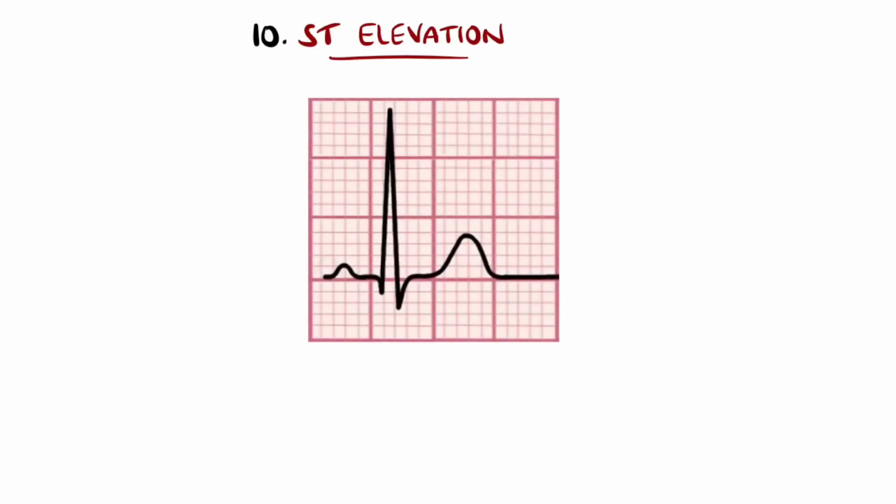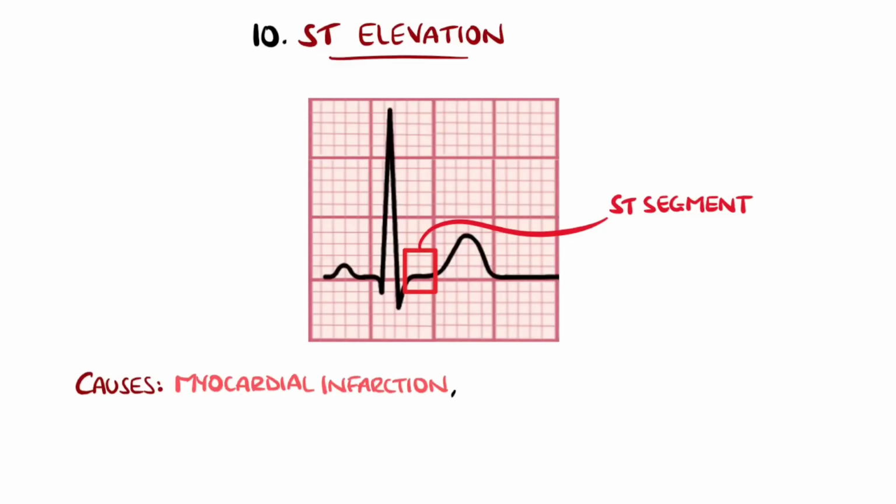Number 10 is one of the most famous ECG abnormalities, ST elevation. Although not an arrhythmia, it is an important ECG feature. On the ECG, this is the portion between the end of the S wave and the beginning of the T wave. Acute myocardial infarction is largely the most significant cause.